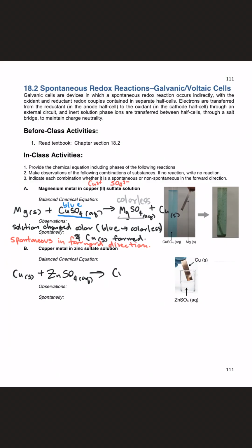Therefore, in this case, it's going to become copper sulfate and zinc metal. Okay, if this reaction happens, you are going to end up seeing the formation of solid zinc on the bottom of the beaker.